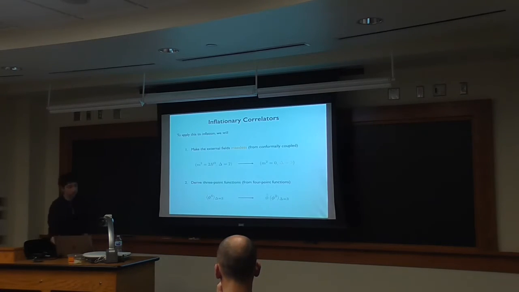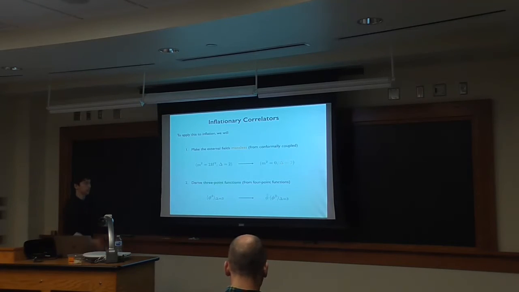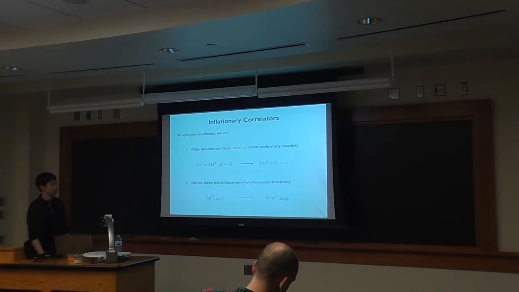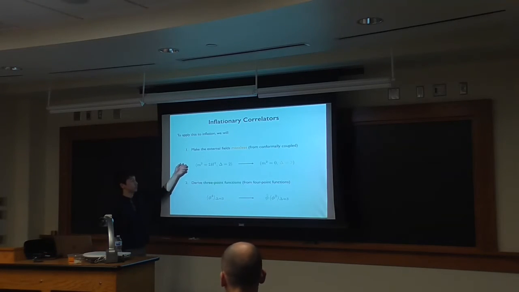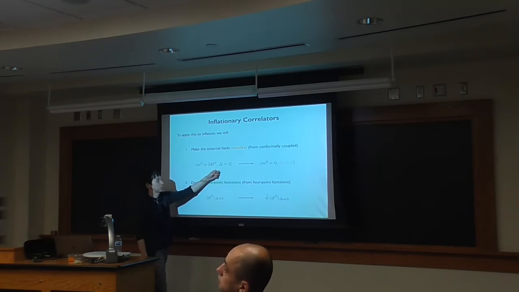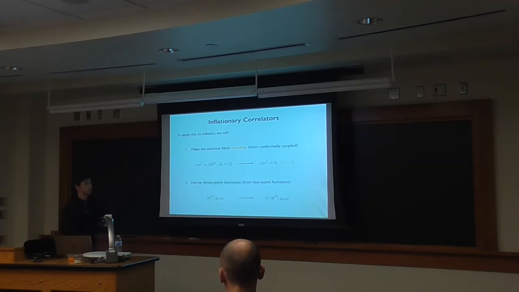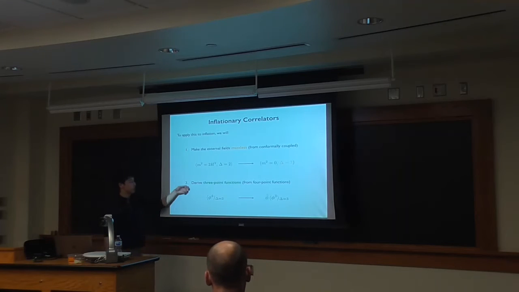So let me be more specific and describe how we could obtain these inflationary correlation functions from this particular open function that we solved. First of all, we will have to consider two different steps. First, we have to make the external fields massive from conformally coupled fields, by taking the solution for delta equals 2 to get to the delta equals 3 solution. And then after that, we will have to take a particular limit of the open function to derive the three-point components.